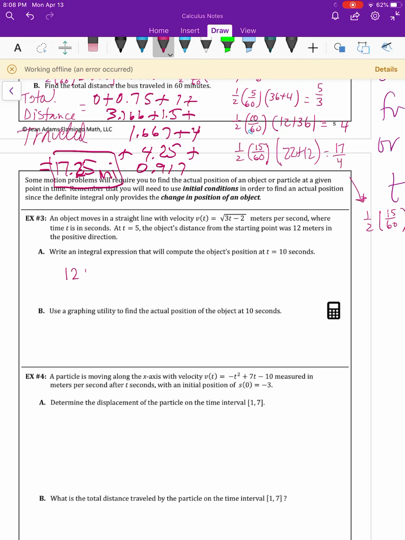So when we're doing this one, we're going to integrate from 5 to 10, right? Because you know that at 5, it's 12. So then I need the position from 5 to 10 of square root of 3t minus 2 dt. And add that to the 12, you'll have your position at 10 seconds. And so this is your initial plus your displacement.